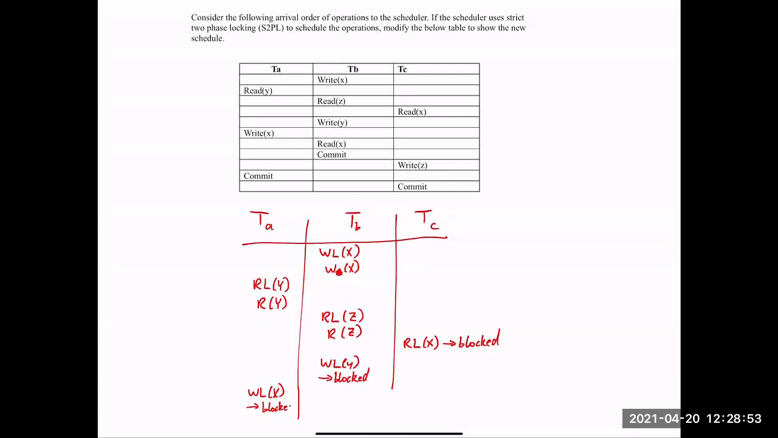And note that we can't unlock any of these locks here that we are holding until we commit, because we want to ensure that this is a strict two-phase locking schedule. Okay, and what happens next? Are we going to execute any other operation here?